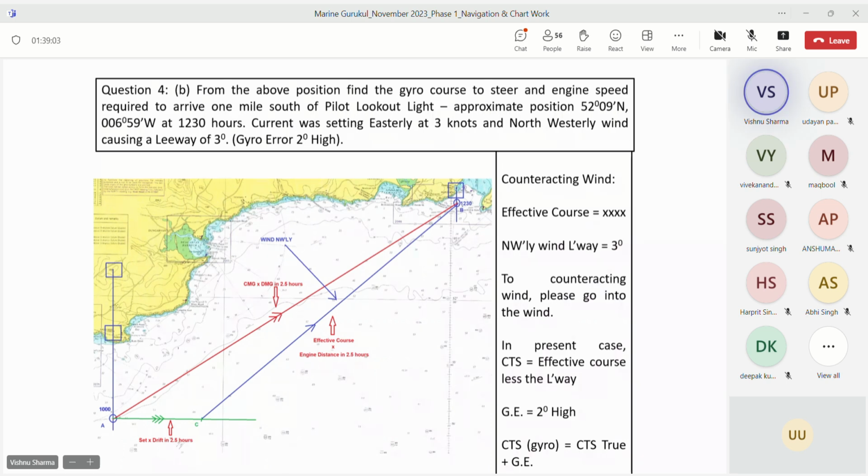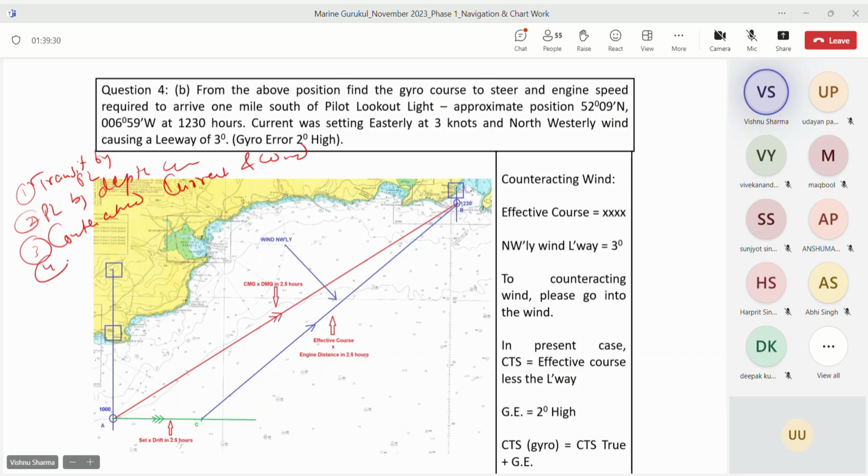Okay. So through this question, what have we learned? A, we revised transit bearing. 2, we revised PL by depth contour. Third, we counteracted wind and current. And fourth, we converted CTS to gyro. Sorry, true to gyro, my mistake. True to gyro. These are the concepts revisited in this question.